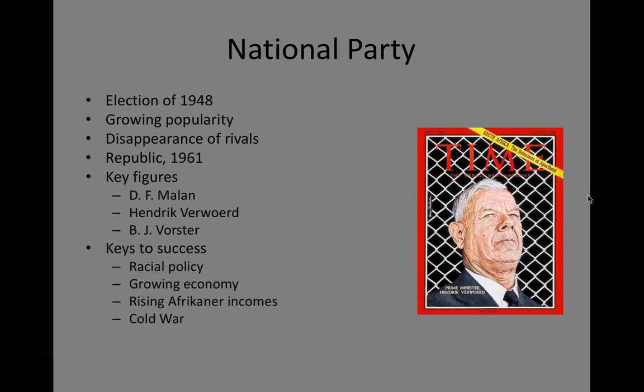Keys to success. Well, like it or not, and this is a hard thing to accept for South African history, the racial policy was one of the keys to the success. Even if people were initially opposed to apartheid on humanitarian grounds, even if they continued to speak that way, whites were extremely privileged, among the most privileged peoples on earth, in fact, during apartheid. They had an endless supply of cheap black labor that had absolutely no hope of advancing.